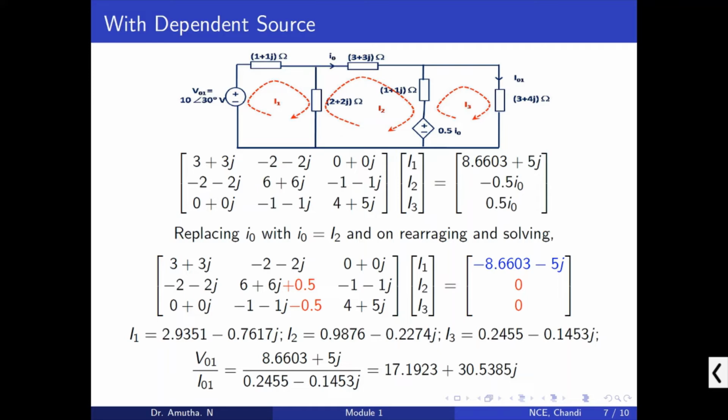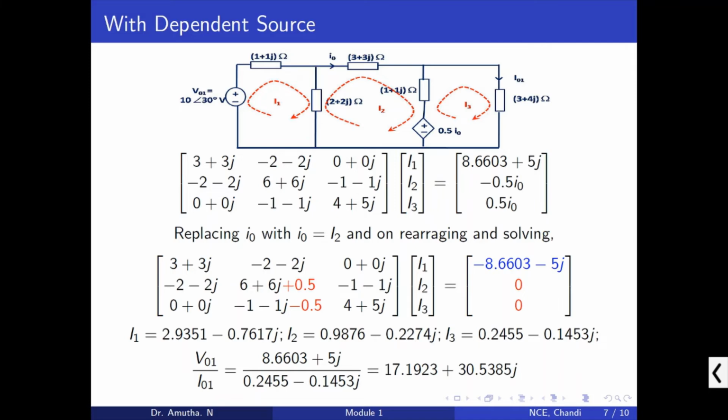So till now we have discussed about independent sources. Okay, what about the dependent sources? To observe that, what we can do is we can include some dependent sources in the circuit. So here the dependent voltage source is included, 0.5 I0, where I0 is the current flowing through this 3 plus 3j ohms. Okay, so we are trying to find out the reciprocity when dependent voltage sources are available in the circuit.